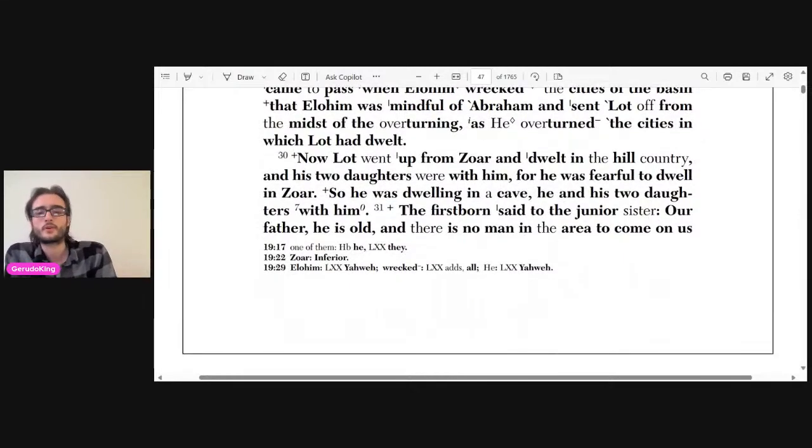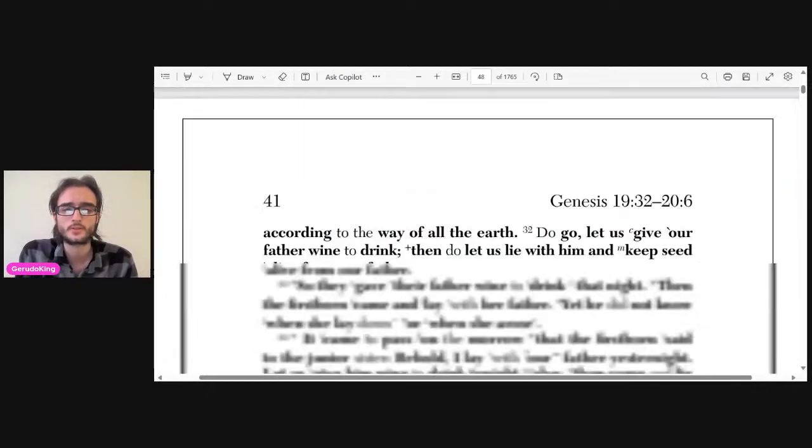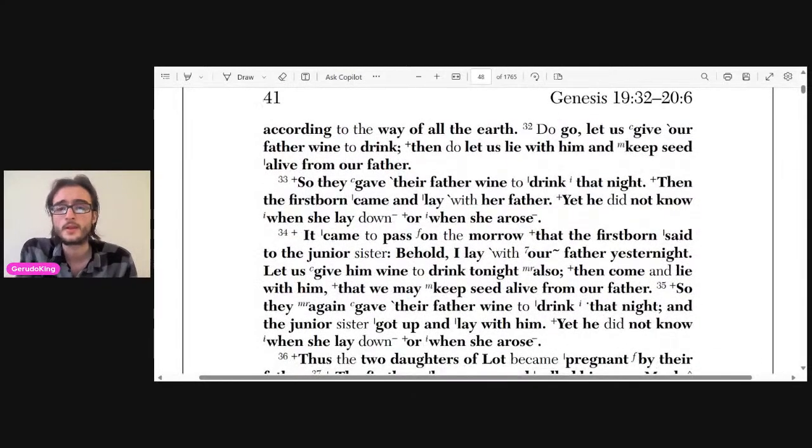Now Lot went up from Zoar and dwelt in the hill country, and his 2 daughters were with him, for he was fearful to dwell in Zoar. So he was dwelling in a cave, he and his 2 daughters with him. The firstborn said to the junior sister, "Our father, he is old, and there is no man in the area to come on us according to the way of all the earth. Do go, let us give our father wine to drink, and then do let us lie with him, and keep seed alive from our father."